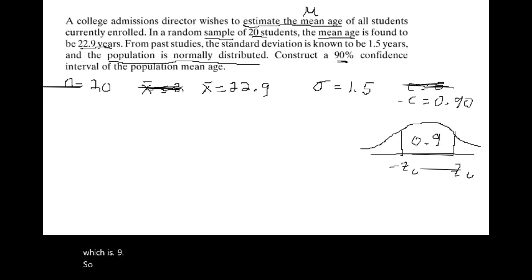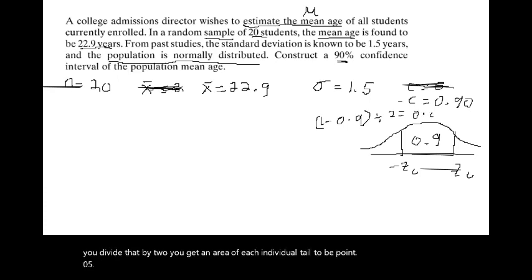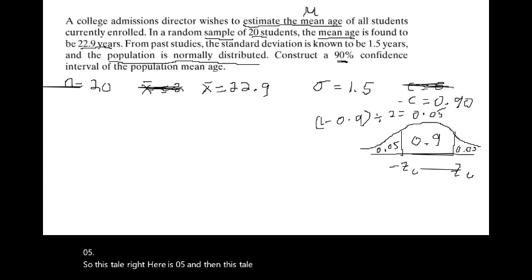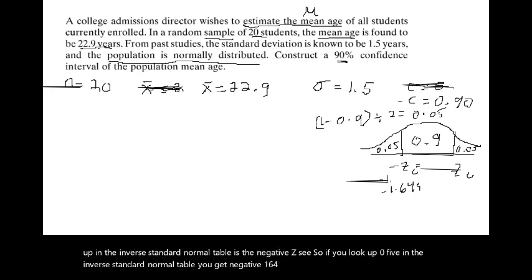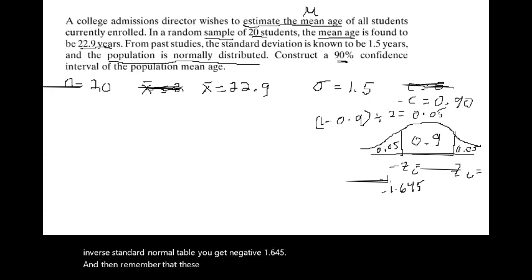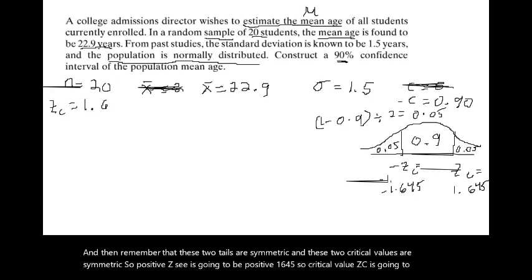So remember that the total area underneath the curve is equal to 1. So if you do 1 minus 0.9 and then you divide that by 2, you get an area of each individual tail to be 0.05. So this tail right here is 0.05, and then this tail right here is 0.05. The easiest critical value to look up in the inverse standard normal table is the negative ZC. If you look up 0.05, you get negative 1.645. And remember that these two tails are symmetric and these two critical values are symmetric. So positive ZC is going to be positive 1.645. So critical value ZC is going to equal 1.645.